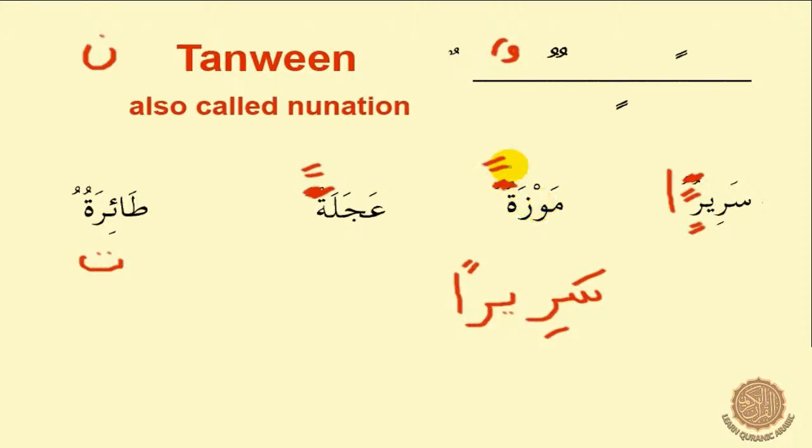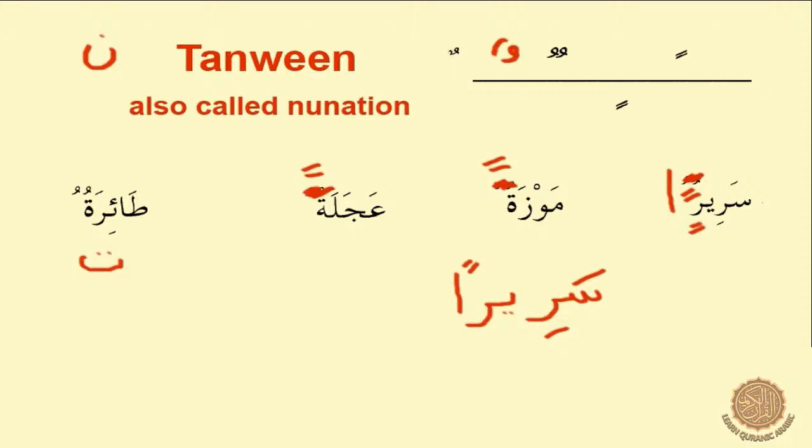Mawzatan. Now, another point to note, most masculine proper nouns will have a tanween, yet they are still definite. So any proper name, for example, Muhammad, will be Muhammadun, Muhammadan, Muhammadin. So they have tanween, but they're definite. With all other nouns, the tanween will indicate indefiniteness.